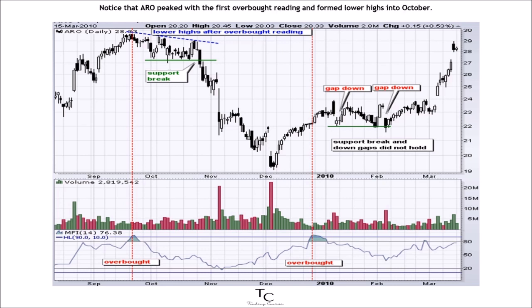Notice that the stock peaked with the first overbought reading and formed lower highs into October. The late October support break signaled a clear trend reversal. After the December overbought reading, Arrow moved above 23 and consolidated. There were 2 down gaps and a support break, but these did not hold. Price action was stronger than the overbought reading. The stock ultimately broke resistance at 24 and surged back above 28. The second signal did not work.